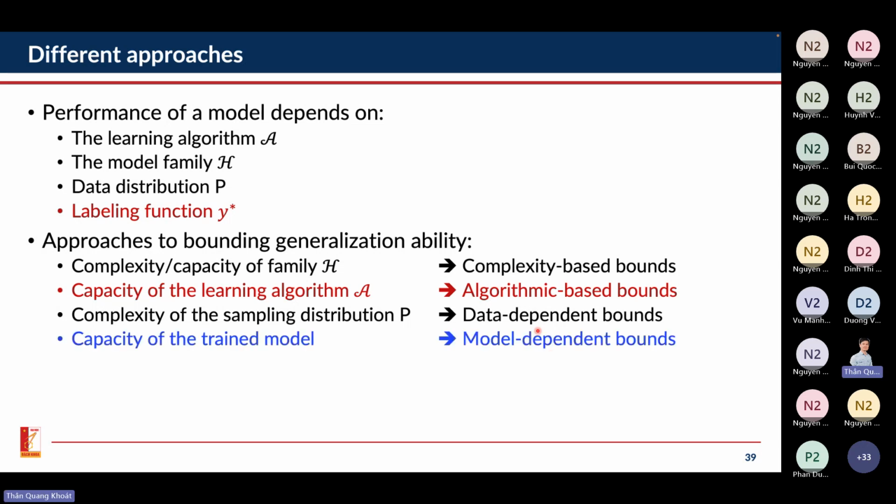But sometimes in practice, you want to analyze the error of your specific trained model, not the whole family, right? After training, you want to estimate its error to know its generalization ability, right? So in that case, you just focus on one specific model. And if you want to do that, you are working with model-dependent bound, model-dependent analysis, right? Just focus on one specific model. Okay, so up to now, there are many different approaches.